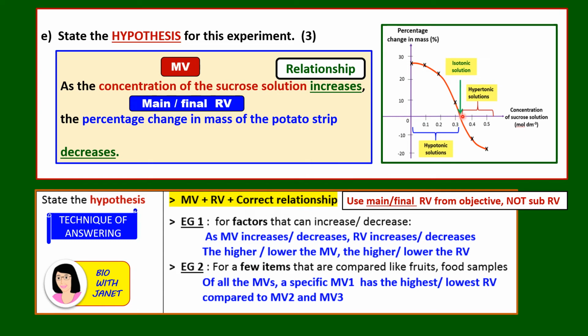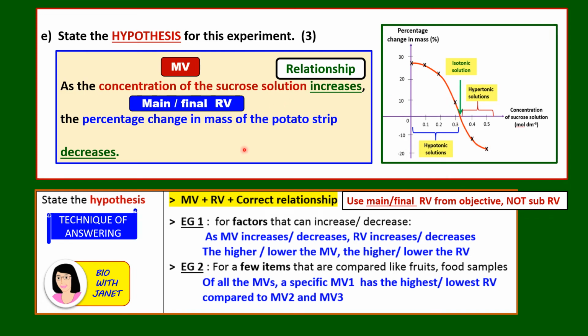And then as we continue to increase the sucrose solution concentration, you can see that the percentage change in mass becomes negative and becomes a higher negative value, which is considered lower in value, right? Like negative 20% is lower than negative 10%. In maths, because it's a negative value, all right? So our statement is true here. As the concentration of sucrose solution increases, the percentage change in mass decreases, right?